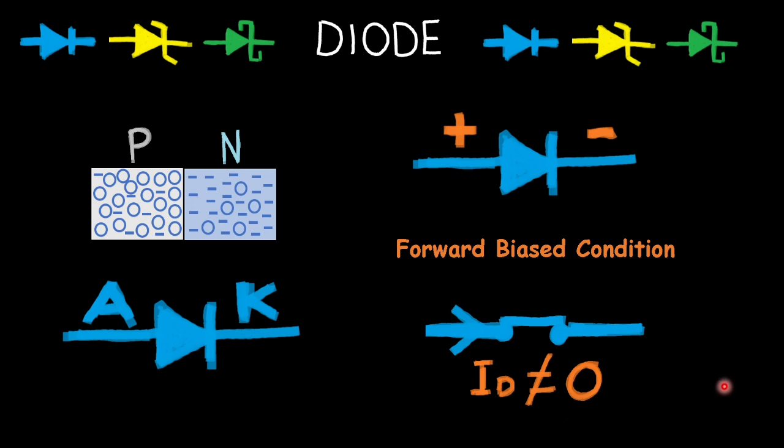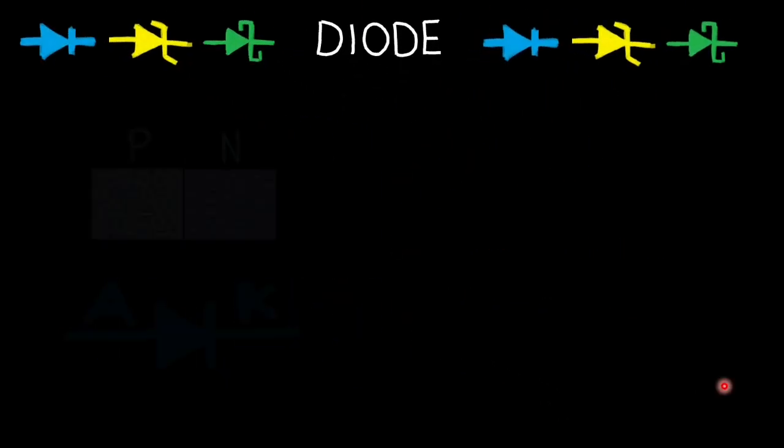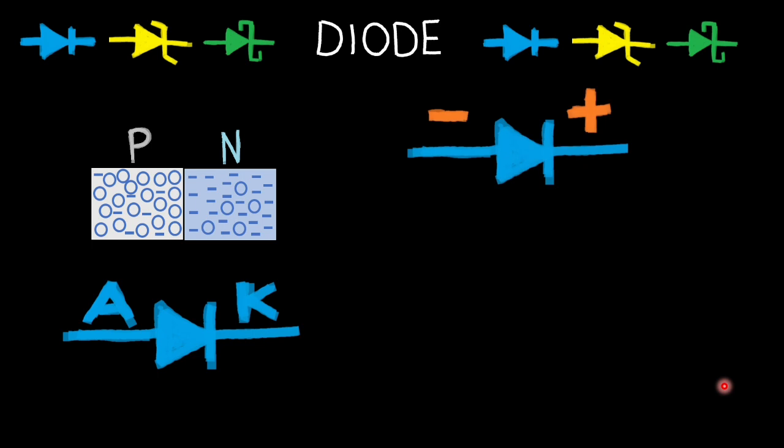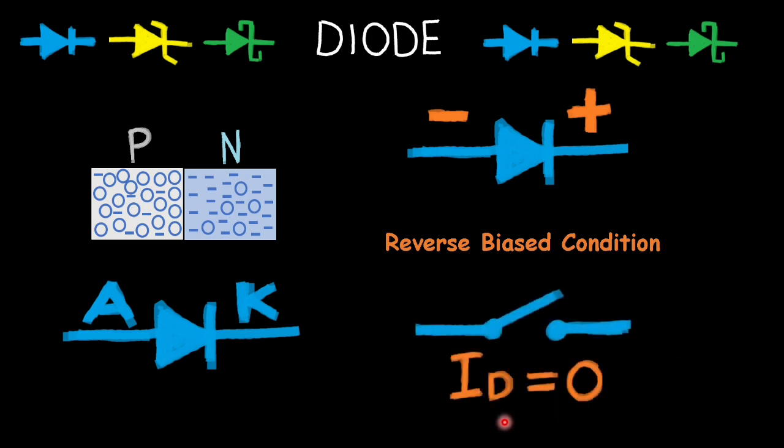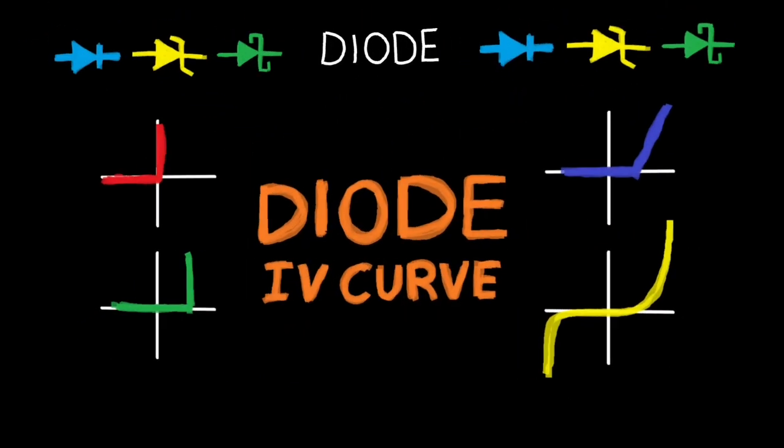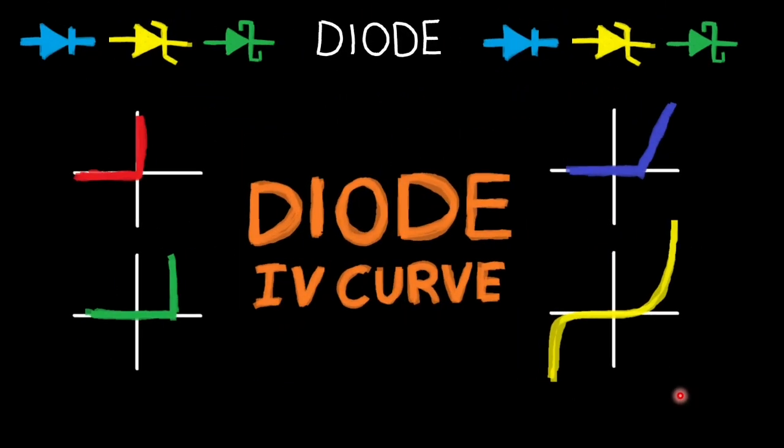to zero. When a negative voltage is applied at the anode and a positive voltage at the cathode, the diode will act as an open switch with very high junction resistance. This is what we call a reverse bias condition, so that our switch is open and we do not have current. Now let us talk about the current voltage curve of a diode.